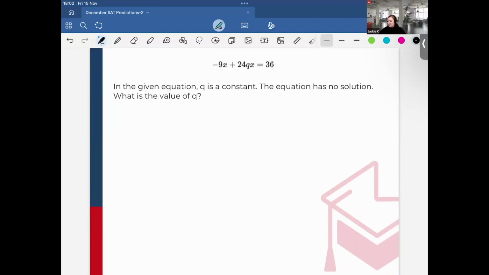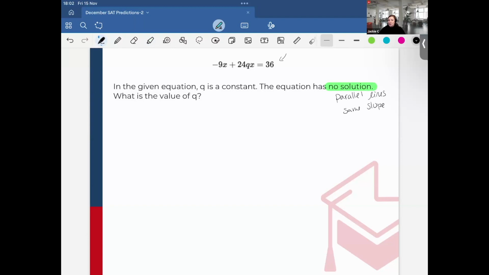So first here, in the given equation, Q is a constant. The equation has no solution. What is the value of Q? Okay, so whenever I see no solution and I recognize that there is a linear equation happening, that leads me to believe this is a parallel line, and parallel lines always have the same slope.